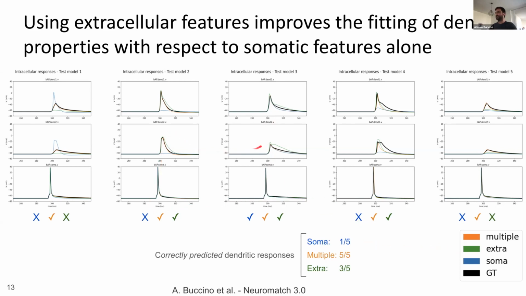So in this case, and this case, it can well predict at least the amplitude and kind of the long decay of the dendritic signal. And then, so basically with this extracellular feature set, we can do better than the somatic one, but a bit worse than the multiple feature set.